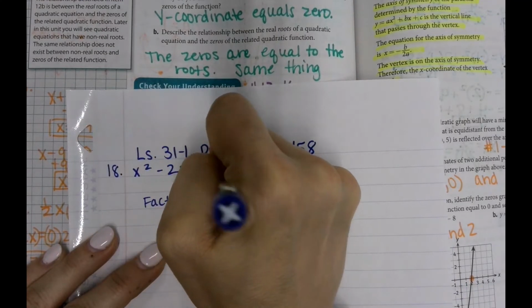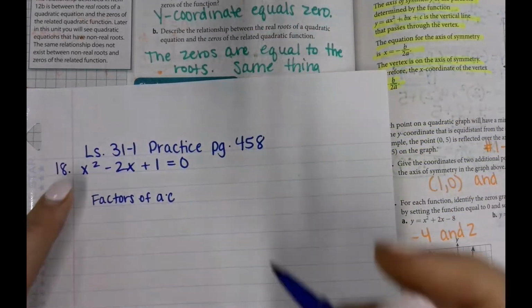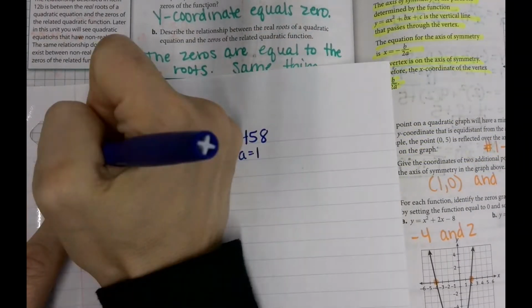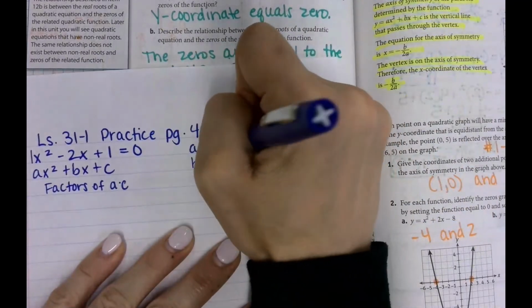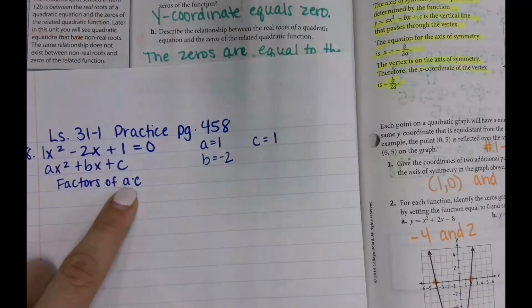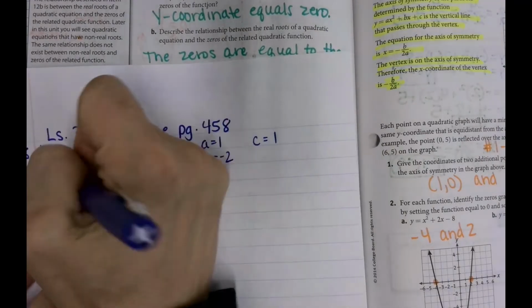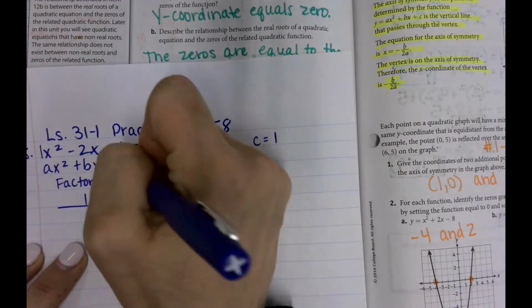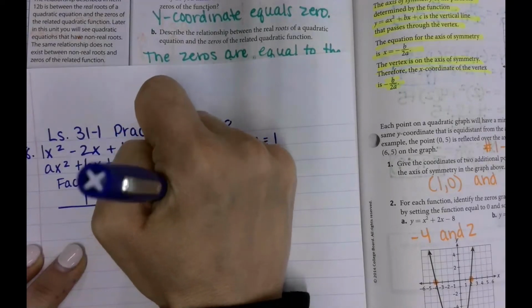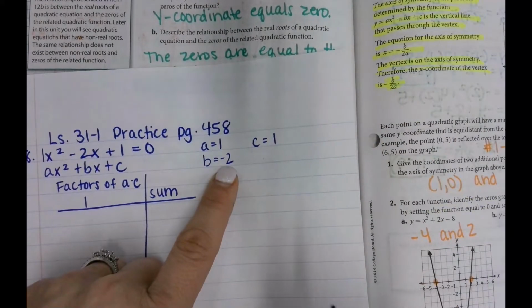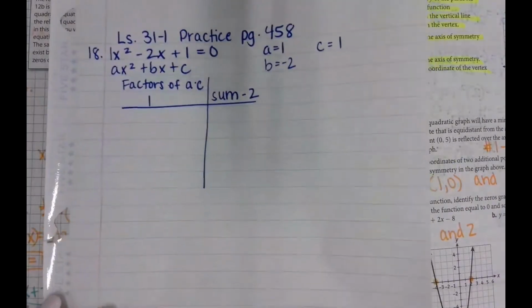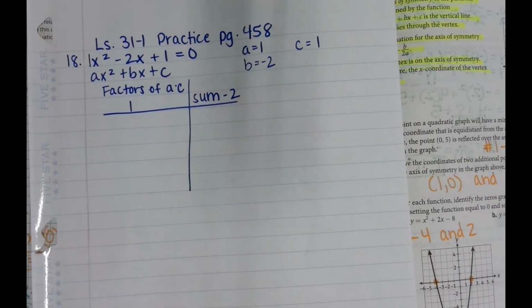So remember to factor, we want to have factors of a times c. So in this one, a is ax squared plus bx plus c, or just x squared, that's like 1x squared. B is -2. And c is 1. So we want factors of a times c. So a times c is 1 times 1. So factors of 1. And then we want it to have a sum or add up to our b value, which is -2. So factors of 1 that add up to -2.